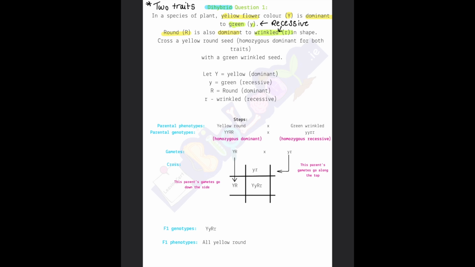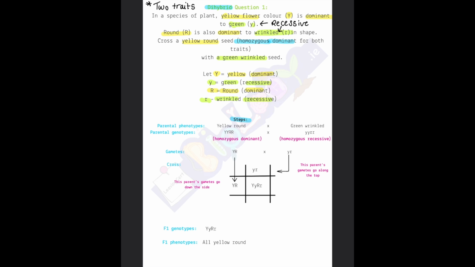Then we are asked to cross a yellow round seed that is homozygous dominant for both traits with a green wrinkled seed. Green is recessive, wrinkled is recessive. The only way that a recessive can be expressed is if I have two of them. So let capital Y be your yellow for dominant, your small y is green for recessive, your big R is round, which is dominant, and your small r is wrinkled, which is recessive. So we are asked to cross a yellow round seed with a green wrinkled seed.